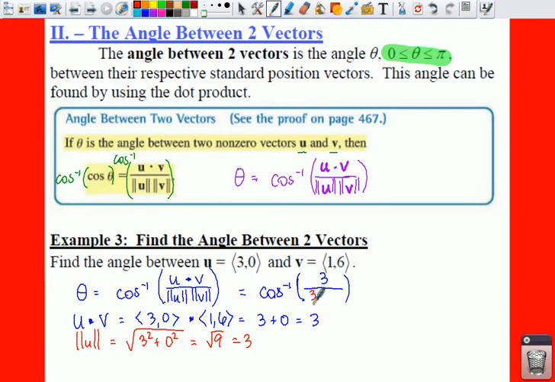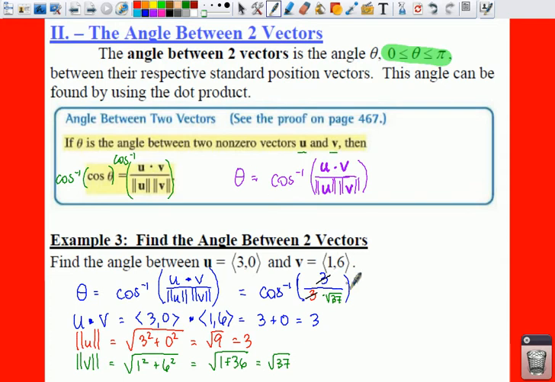So we're going to have a 3 down here, times, we have to find the magnitude of v. The magnitude of v is the square root of 1 squared plus 6 squared, which is 1 plus 36, or it's also known as the square root of 37. Now do not turn that into something nice and pretty like a decimal. If you notice here, well, your threes will cancel. Sweet. Although you could just plug this into your calculator the way it is.